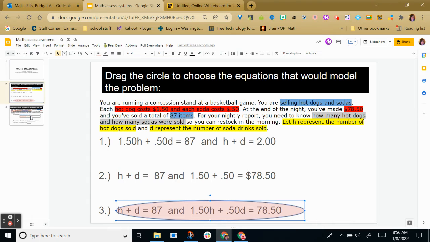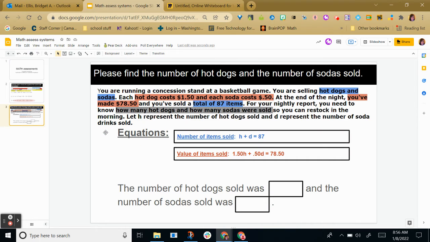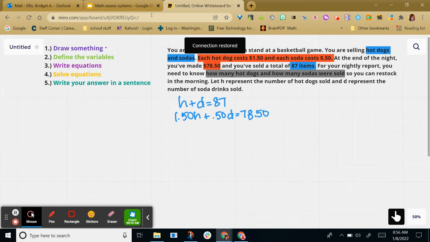I'm going to look at the second page, and it basically wants you just to write the equations. Just enter the equations in these boxes. So H plus D equals 87. $1.50 times hot dogs plus 50 cents times drinks equals $78.50. Okay. When we're all done solving, we'll come back here and we'll say the number of hot dogs and the number of sodas. All right, let's go ahead and solve it.